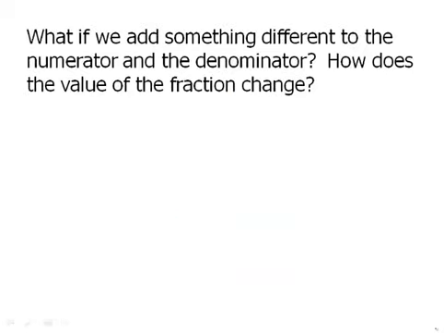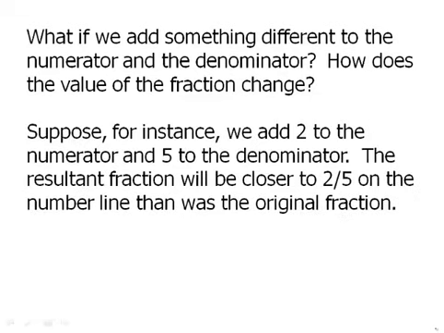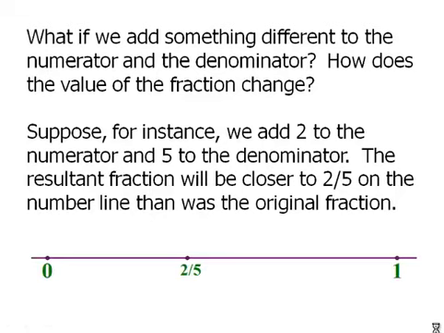What if we add something different to the numerator and the denominator? How does the value of the fraction change? Well, suppose, for instance, we add 2 to the numerator and 5 to the denominator. The resultant fraction will be closer to 2/5 on the number line than was the original fraction. So that means if we're starting out here less than 2/5, adding 2 to the numerator and 5 to the denominator will move it closer to 2/5, moves it up, makes it bigger. But if we're starting over here on the number line, adding 2 to the numerator and 5 to the denominator moves it closer to 2/5, moves it down. So now the central attractor is not 1. The central attractor is 2/5.